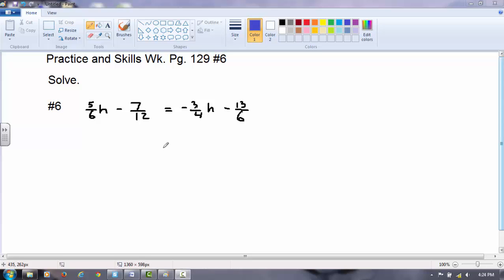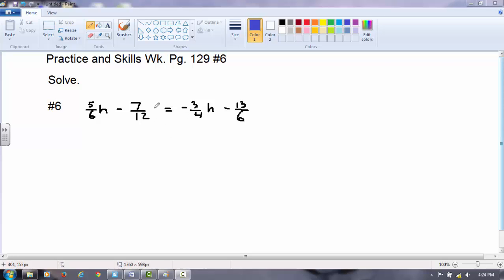Okay, we're going to be working with a problem from the Practice and Skills Workbook, page 129, problem number 6. I'd like you to solve 5/6h minus 7/12 equals negative 3/4h minus 13/6.